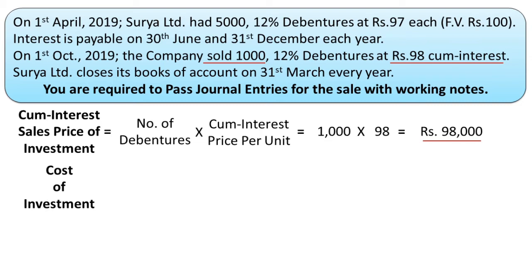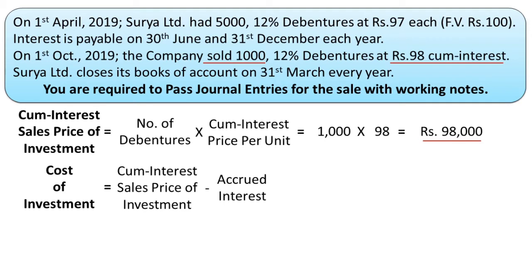Let us calculate cost of investment. The formula is cum interest sales price of investment minus amount of interest which is accrued on this number of units we are selling. Here the cum interest price we have already calculated, Rs 98,000. Accrued interest we have already calculated, Rs 3,000. So cost of the investment is Rs 95,000.